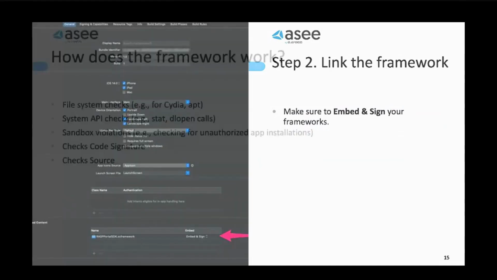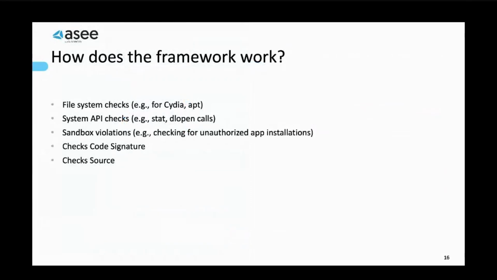Okay, so how does this framework work? This framework detects jailbreak by checking the file system for certain names such as Cydia or MobileSubstrate. These are jailbreak-specific strings. And it also checks for system API calls or for sandbox violations. It checks if there are attempts to access or modify files that should be restricted.